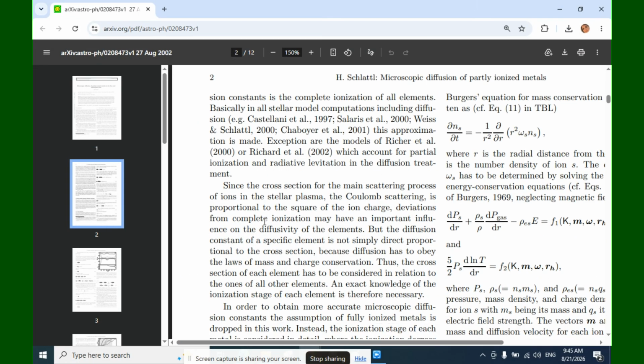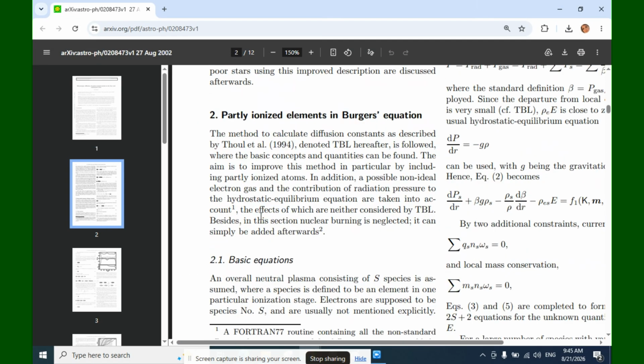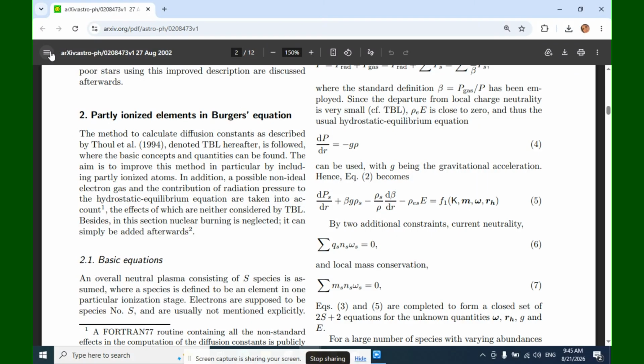Now I want to go through the next chapter, which is partially ionized elements in Burgers' equation and the method to calculate diffusion constants, as described by Thoul and his colleagues in 1994, denoted TBL hereafter, is followed, where the basic concepts and quantities can be found.